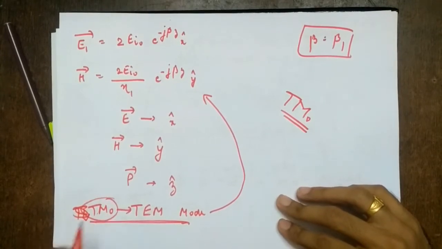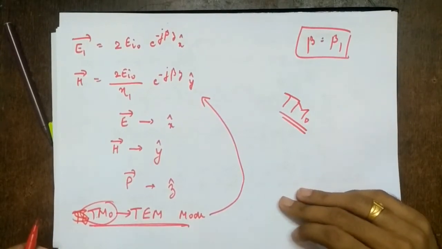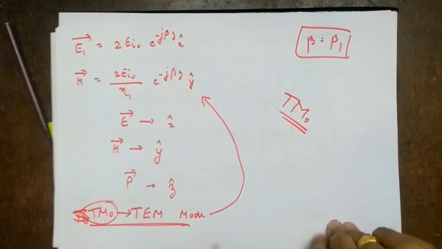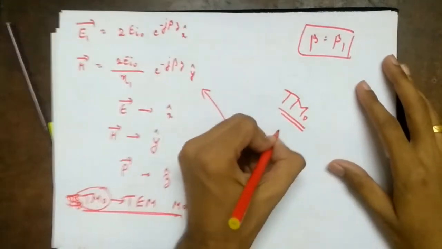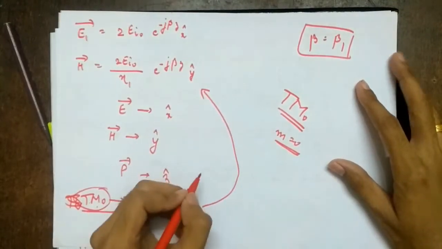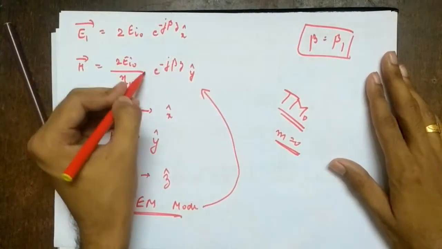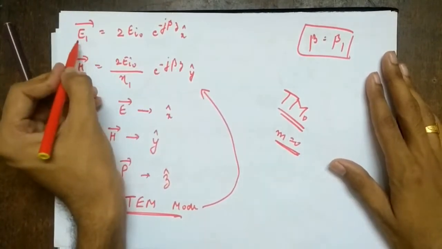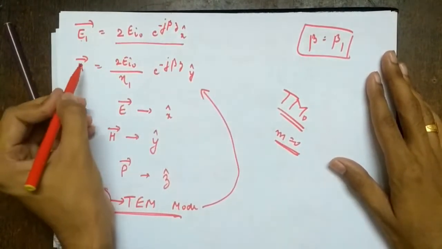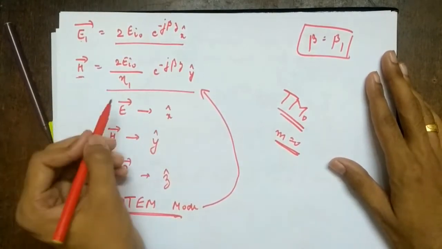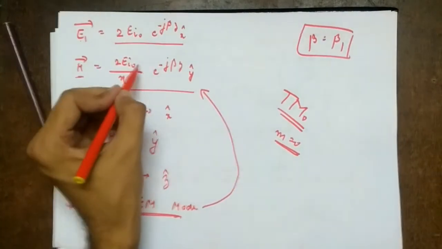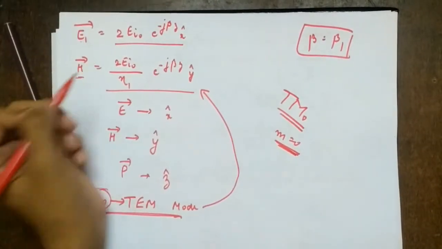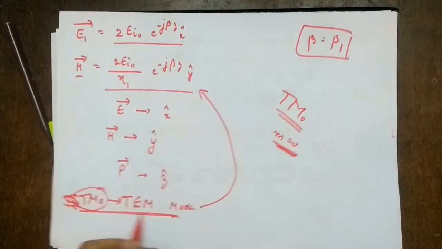And since m equal to 0, it has no cutoff frequency. So any arbitrary frequency can propagate in this mode. Again, why any arbitrary frequency? Because m equal to 0. Since m equal to 0, you are getting no frequency terms here. If you calculate E, you are getting no frequency terms. Again in H, you are getting no frequency terms, right? So that is why any arbitrary frequency can travel in the waveguide which supports TEM mode.